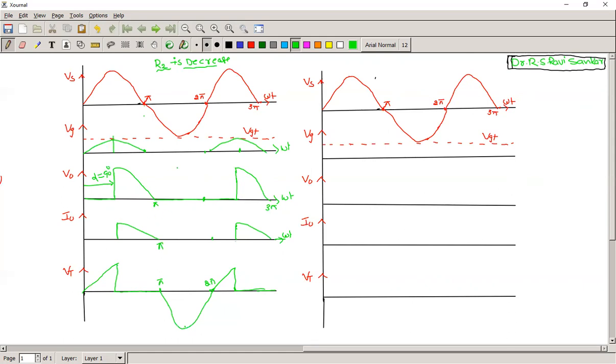Suppose the variable resistance R2 is decreased further, that is the third case. This is case 2, the previous one was case 1, and we are decreasing further compared to case 2. Now in this case, a high amount of current is passing here. Now come to the circuit diagram. Once again, let me go to the circuit diagram.